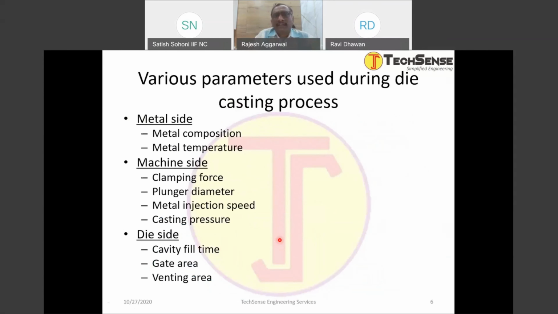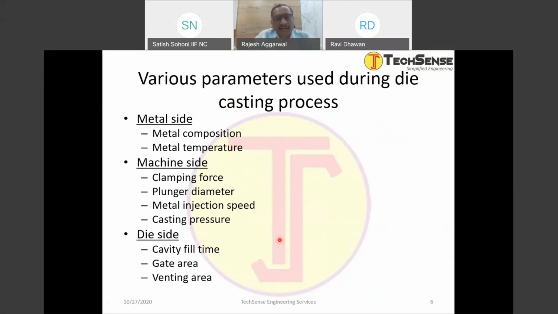If we look at the various parameters used during the die casting process, on the metal side we have the metal composition and metal temperature, which are very easy to control as well. They are easily accessible and visible to the user.